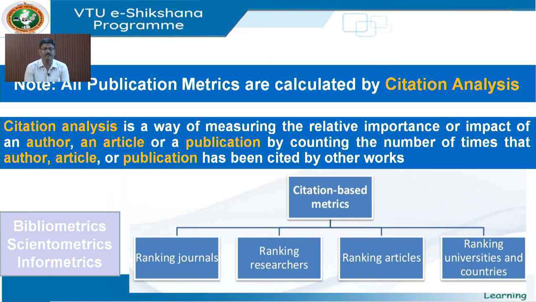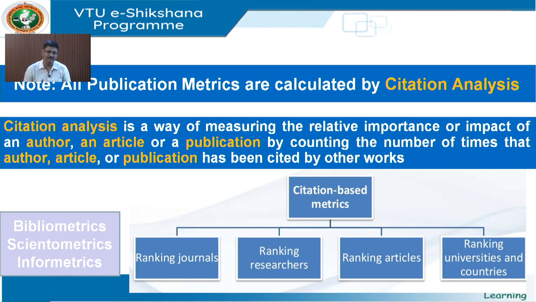Now, you may be wondering how these publication metrics are derived. All publication metrics are calculated based on citation analysis. Citations are captured by two databases, as we know, Web of Science and Scopus. Based on this citation data, they calculate various types of metrics which are used to rank the journals, rank individual researchers, and rank at the article level also, which is called altmetrics, and we can also rank universities, countries, etc.